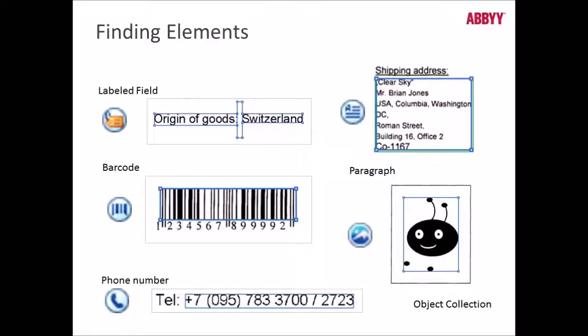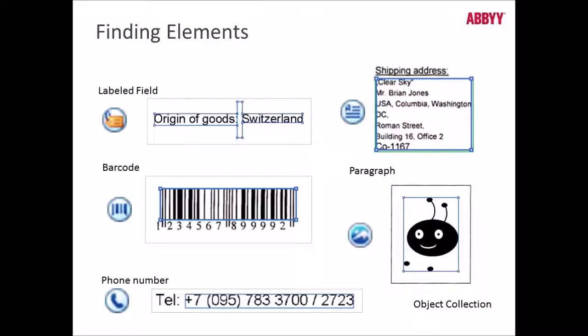In ABBYY FlexiLayout Studio, search criteria for objects are specified by means of the elements. A separate element is created for each object or group of objects that we need to find. First, we specify the type of the element, state the type of the object. Then we specify the properties of the element and define the area where the object is most likely to be found.